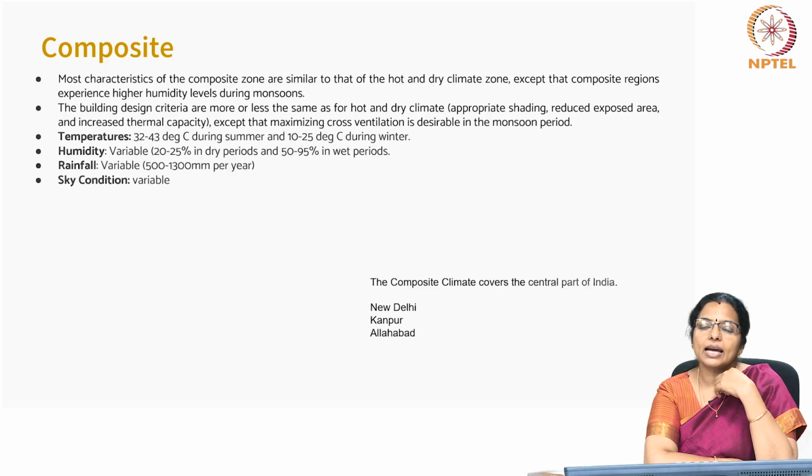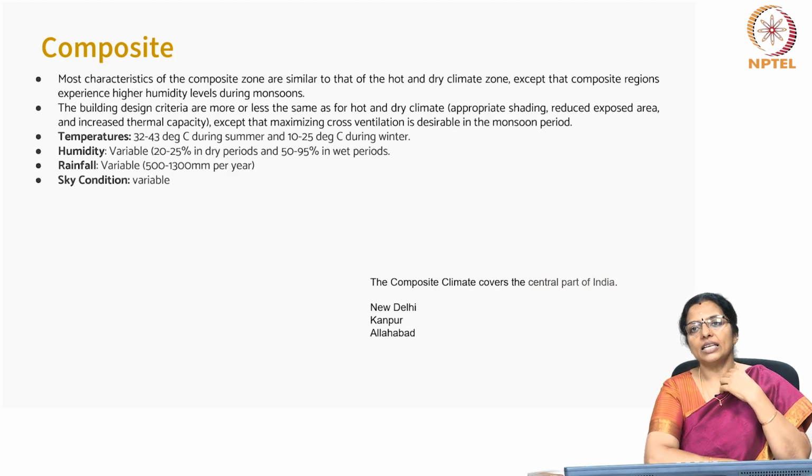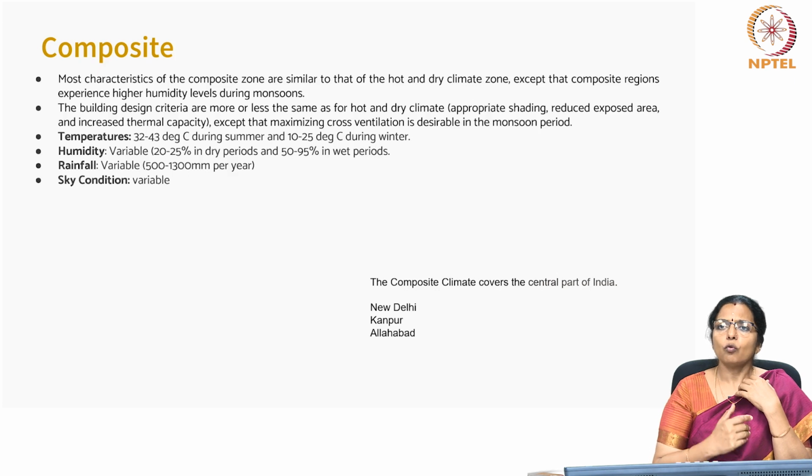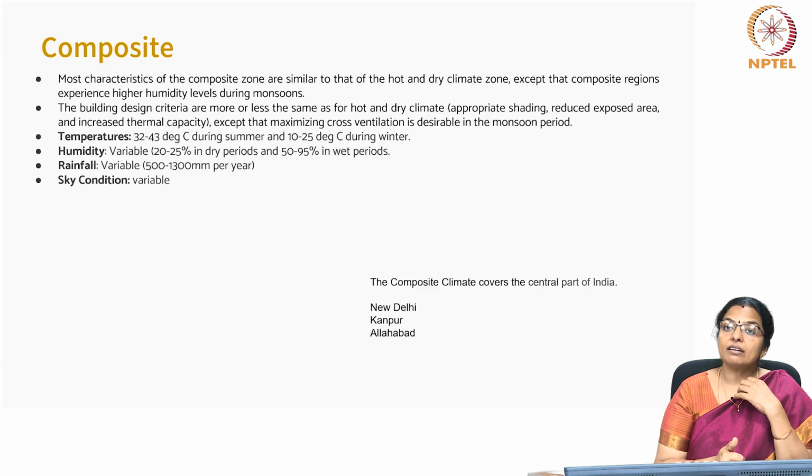But these climate characteristics are highly generic. For example, temperature in Delhi crosses 45 degrees centigrade during every summer, whereas their winters are very cold. It goes to 3 or 4 degrees centigrade. Whereas the generic climate classification says that during winter, the temperature ranges between 10 to 25 degrees centigrade.